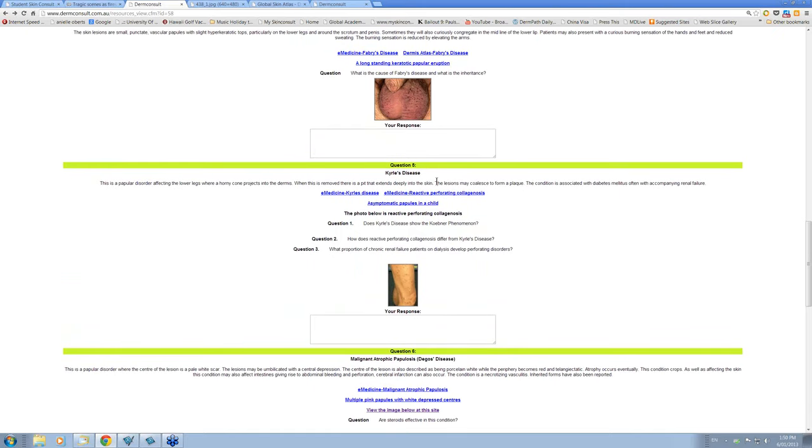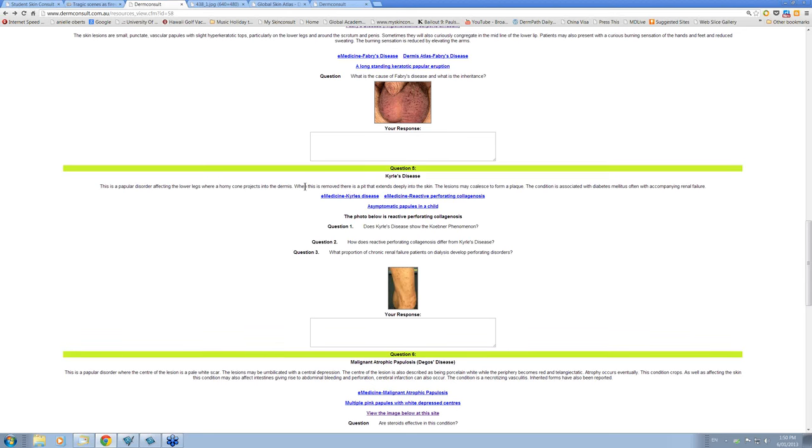Kyrle's disease, we've spoken about this before. It's one of the perforating disorders, and it's a papular disorder of the lower legs. A horny cone projects into the dermis itself, or from the dermis out into the epidermis. I suppose it's projecting in the way, and when you remove it, there's a pit that extends deeply into the skin, and the lesions may coalesce to form a plaque. Usually it's associated with diabetes mellitus, often with accompanying renal failure.